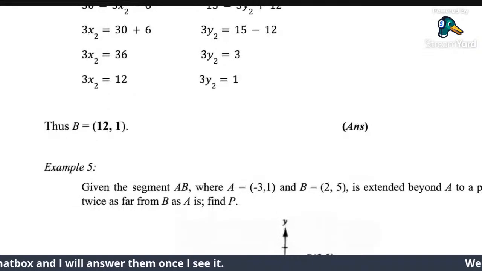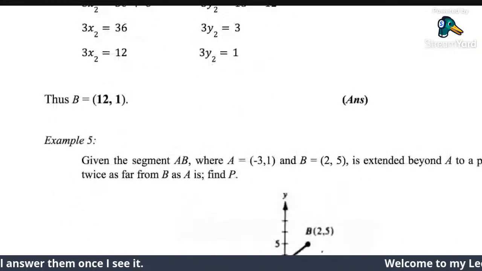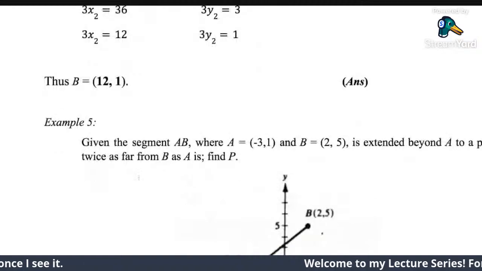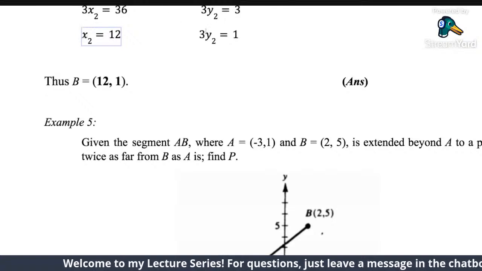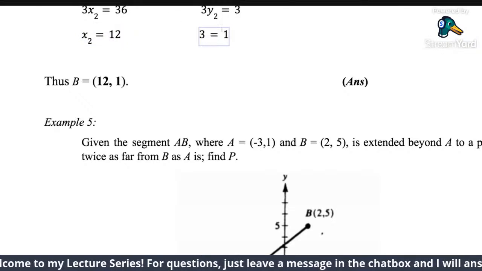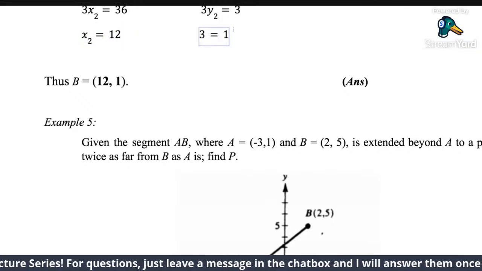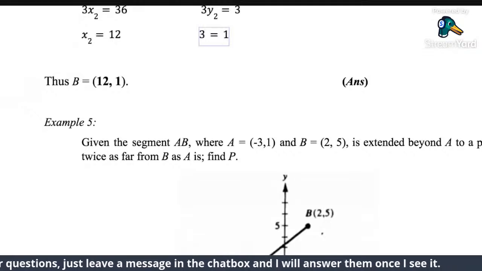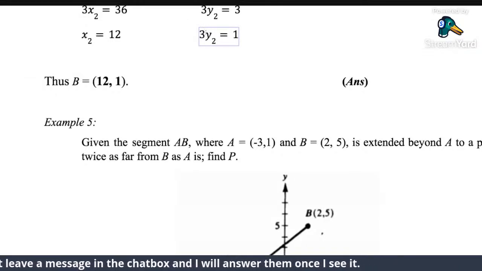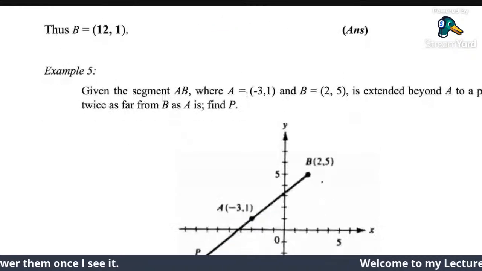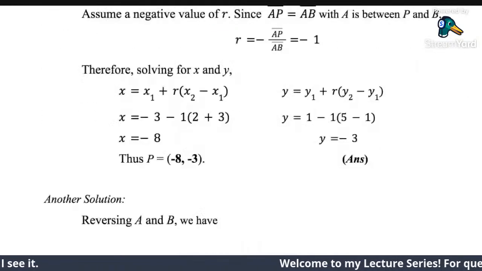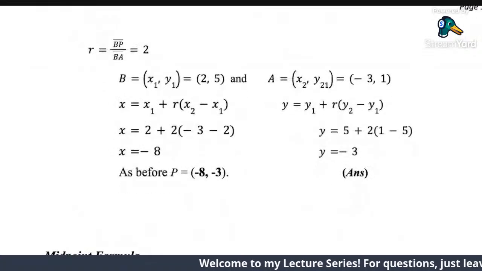Okay, so yeah. So ito, wala na tong 3 dito. Wala na rin yan. So you divide this by 1. So there you go. So y sub 2 is 1. Right? So I'm going to leave the other examples to you. That's for the division of line.